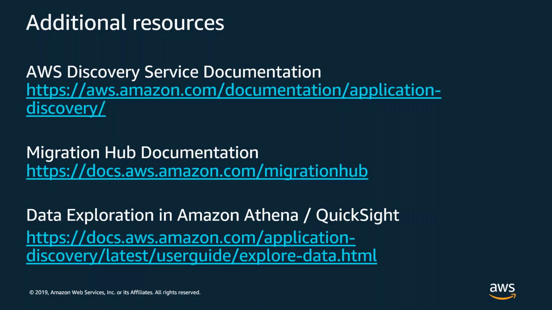And so with that, I want to leave you with three resources: the discovery service documentation, the hub documentation, and a link to some example queries that you can do with data exploration, Athena, and QuickSight. Some of those are what Carmen showed today, and also similar to the analysis that Hannover did.